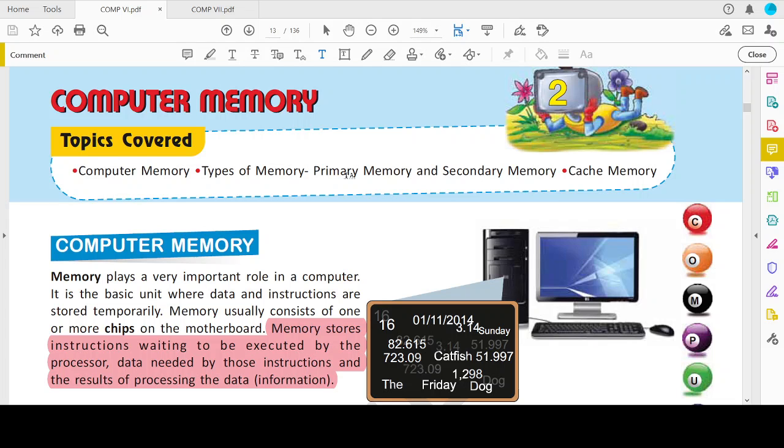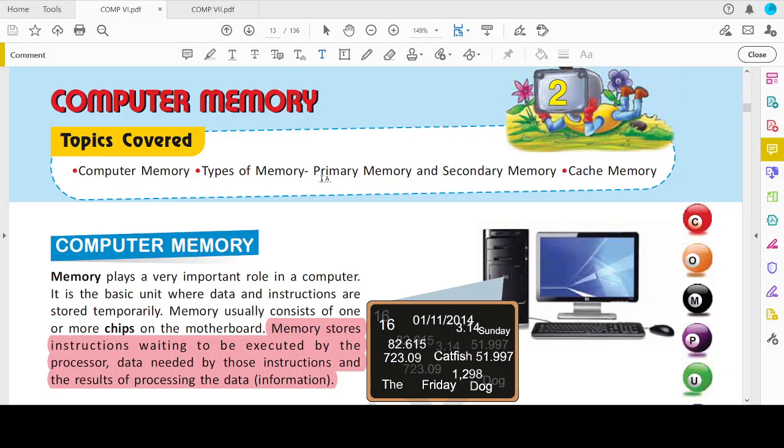When the computer boots for the first time, when the computer is turned on, the first software that is loaded is the operating system. Where is the operating system? It is already there inside your secondary storage, that is the hard disk. From there it is loaded into the RAM and the computer comes into working condition.